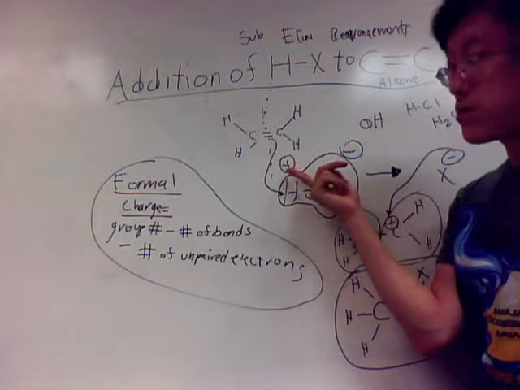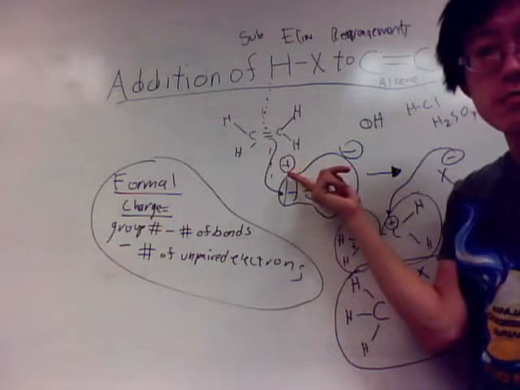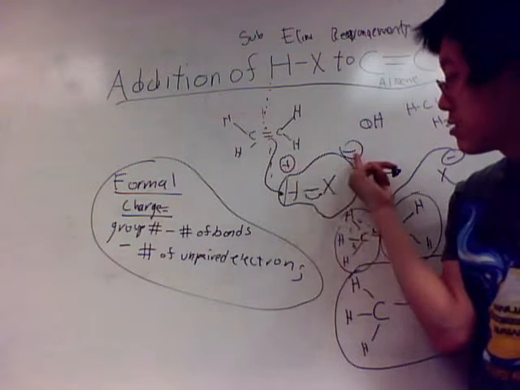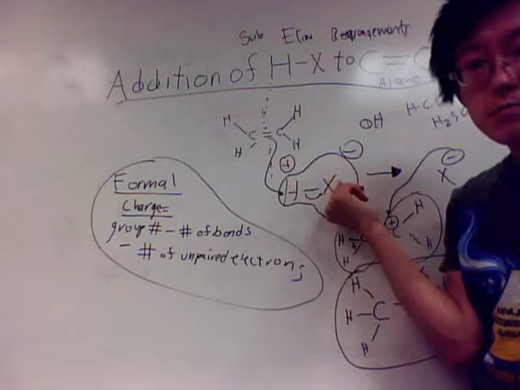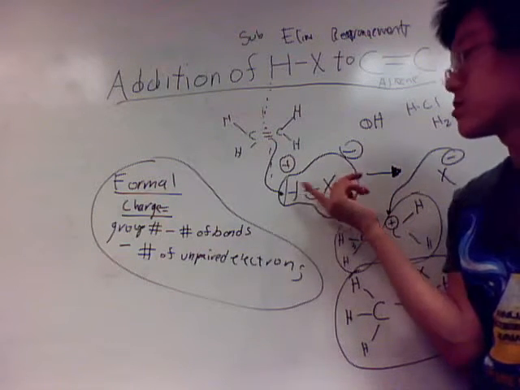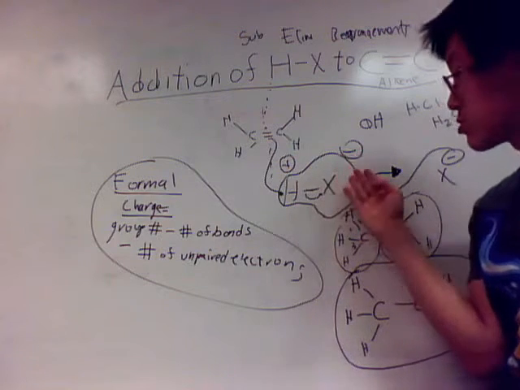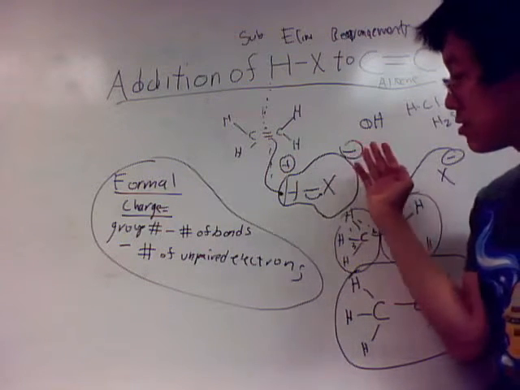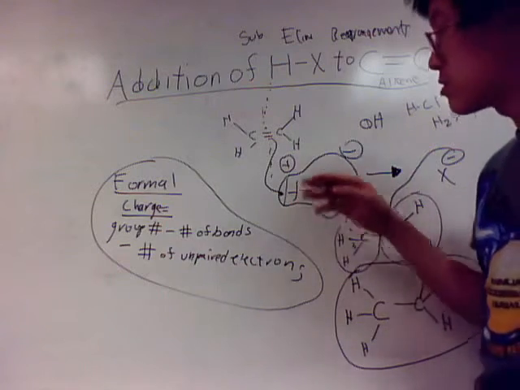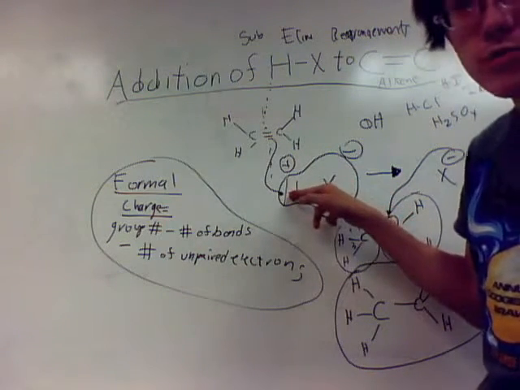So it becomes more positive because it has fewer electrons close to it. And the halide, pulling the electrons in from the hydrogen, has more electrons closer to it, so it becomes negative. This would fit in with the reaction because the hydrogen here is an electrophile.